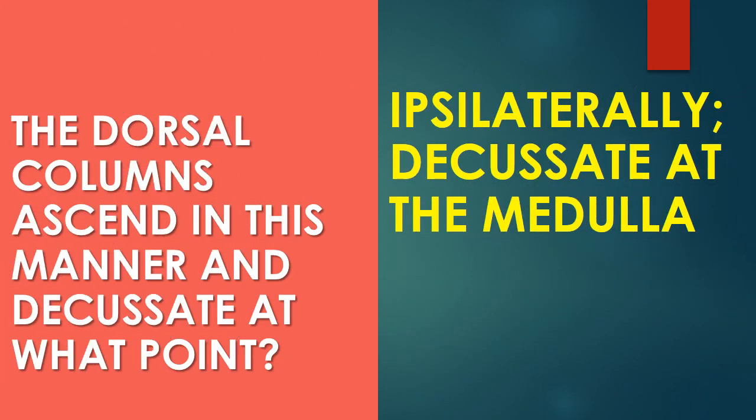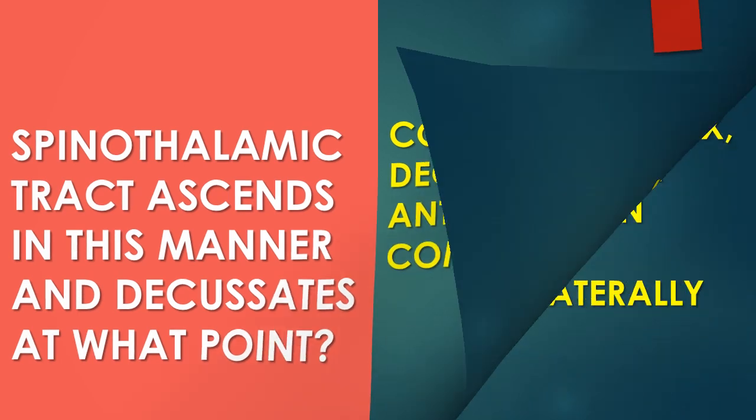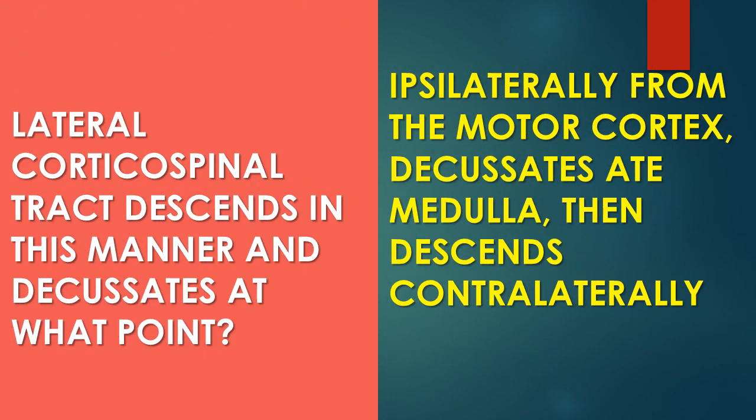The dorsal columns ascend in this manner and decussate at what point? Ipsilaterally, decussate at the medulla. Spinothalamic tract ascends in this manner and decussates at what point? Contralaterally, decussates at the anterior white commissure. Lateral corticospinal tract descends in this manner and decussates at what point? Ipsilaterally from the motor cortex, decussates at the medulla, then descends contralaterally.